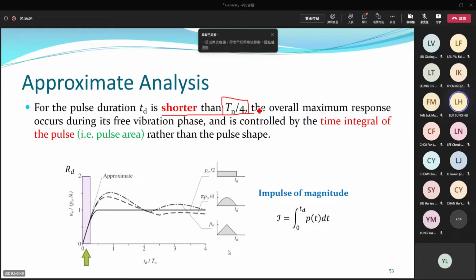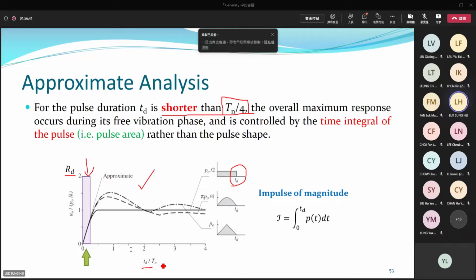The pulse duration, TD. TD is the pulse duration. The pulse duration should be short. How short is short? TD should be less than this value, Tn over 4. Then why do we call that short? The graph here lets you know a little bit about the background. For different pulses, when you plot the RD over TD ratio, you can see that different pulse shapes give you different curves.